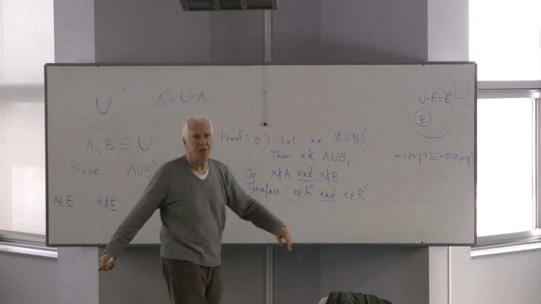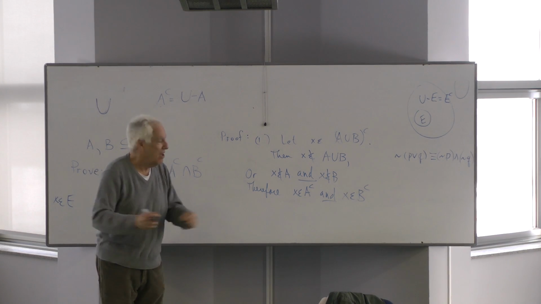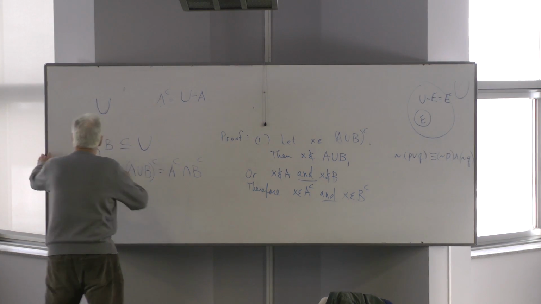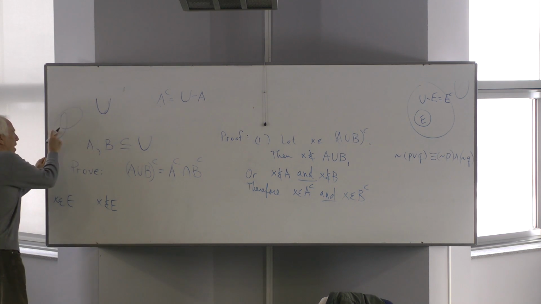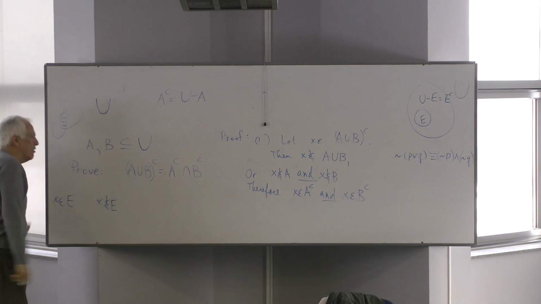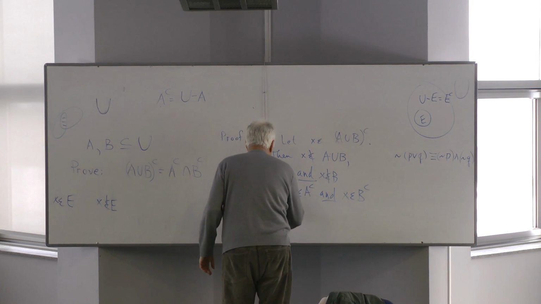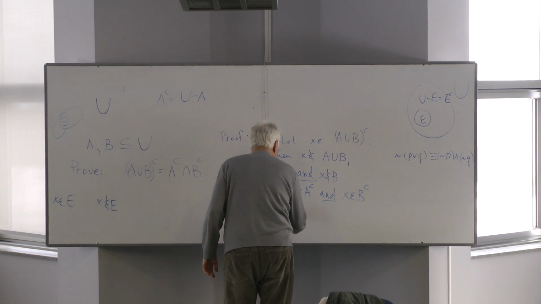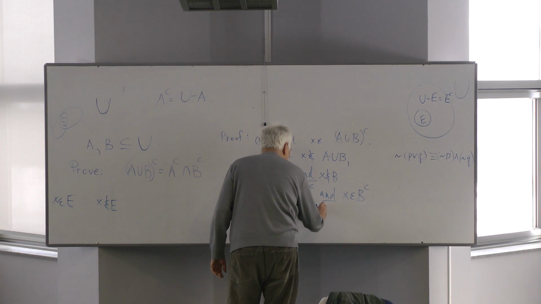Now, if it's in both of these sets, it's in the intersection, right? The intersection of two sets is this, correct? If this is one set, that's another, this is the intersection. Or, X is in the intersection. And you write intersection this way, A complement intersect B complement.